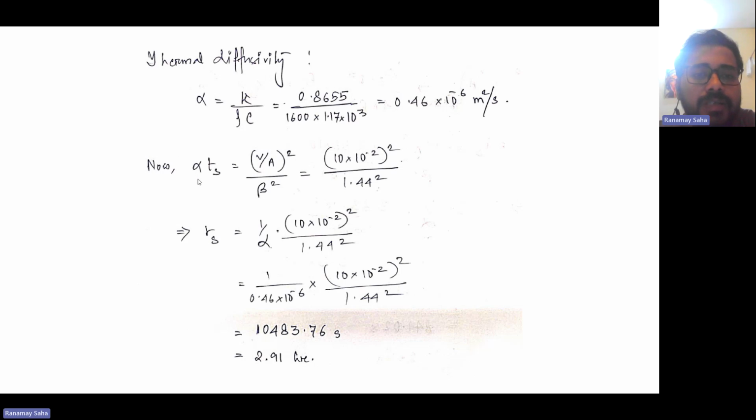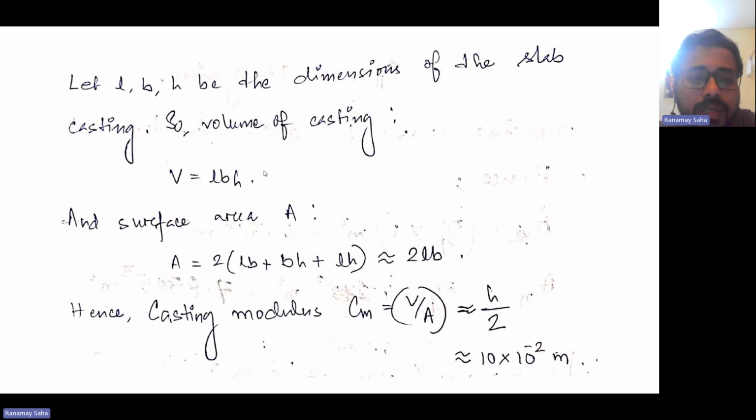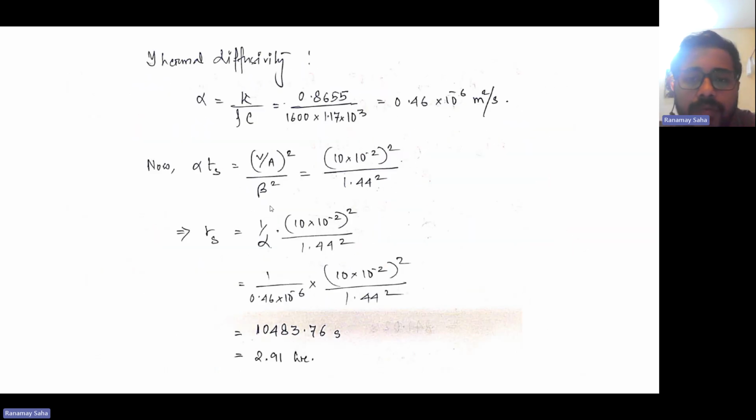So now alpha TS, you are aware of these formulations. Alpha TS, where TS is the solidification time, is given by the ratio of casting modulus V by A square to the dimensionless constant beta square. Okay. So we have found out V by A to be 0.1 meter here, and we have found out beta to be 1.44. Then plugging in these values, you can finally find out the solidification time as 2.91 hours.